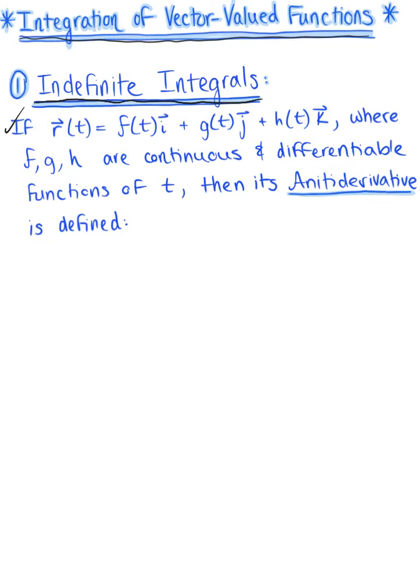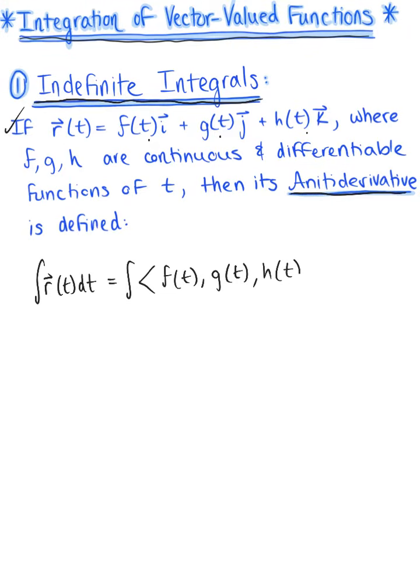So here we go. If vector r of t, defined by f of t i hat plus g of t j hat plus h of t k hat, where f, g, and h are continuous and differentiable functions of our arbitrary parameter t, then its antiderivative is defined as follows. We have the integral of our vector-valued function r of t dt is equal to, putting this into its component form, the integral of the vector f of t, g of t, h of t, dt.